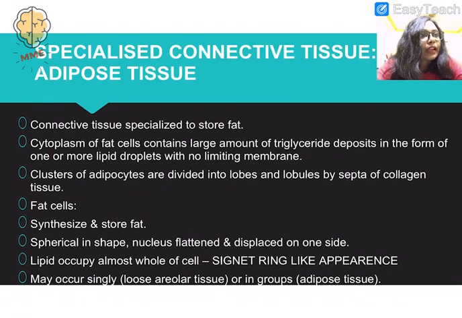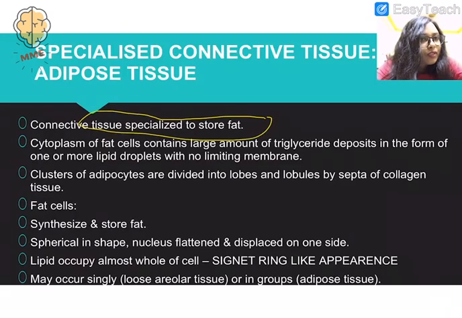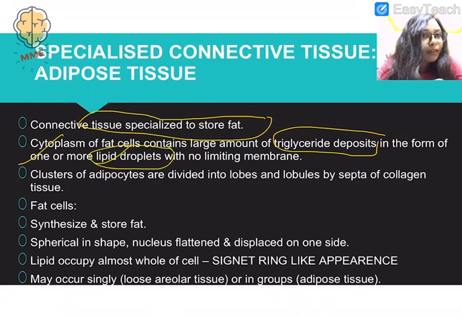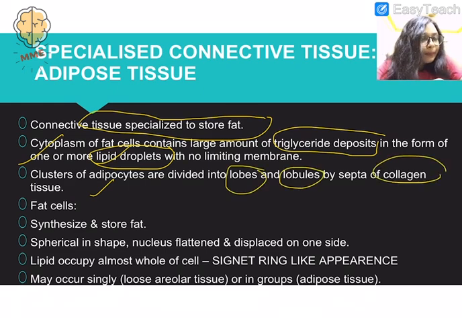Next, the last one is the adipose tissue. In the adipose tissue, this is a very specialized tissue which will store the fat. We do not want to store fat in our body, we look fat, but yes, it is very important that we store the fat, because fat has different other functions also apart from making us look fat. So the cytoplasm of the fat cell contains a large amount of triglyceride deposits in the form of one or more lipid droplets, and the cluster of adipocytes are divided into lobes or lobules by collagen fiber septa.